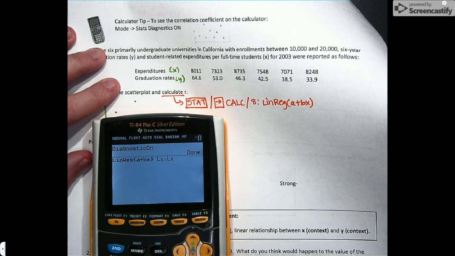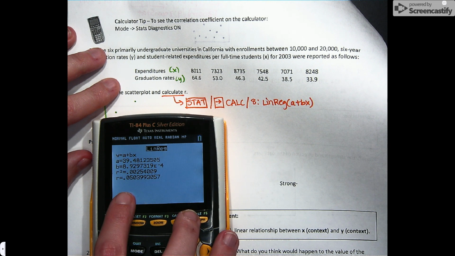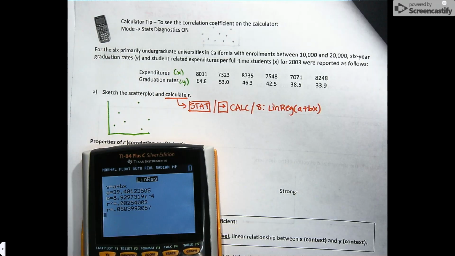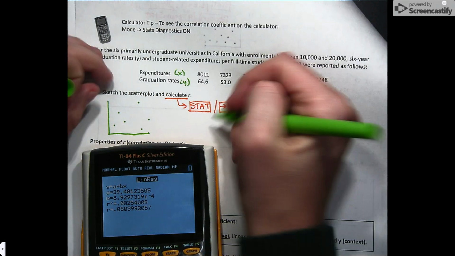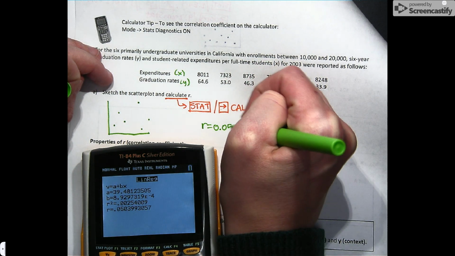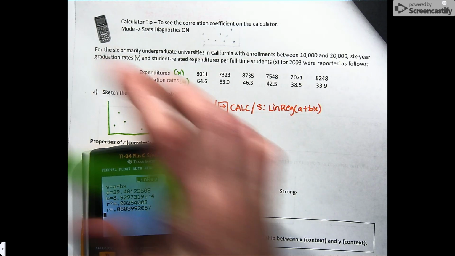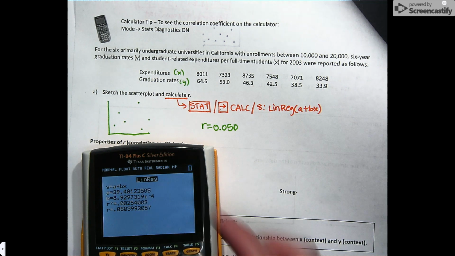And when I do that, since I already have diagnostics on, it is going to give me my R value. So I already know that my R should be 0.050, rounding to 3 decimal places. We'll talk about the equation more tomorrow.